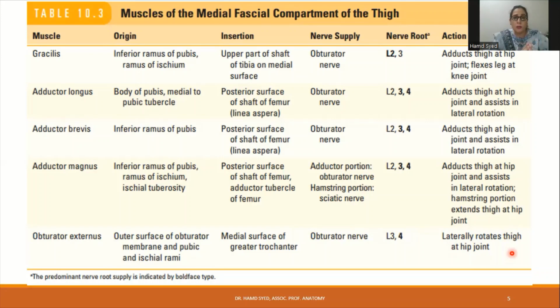And if you want to keep the actions in mind, you can also remember that the gracilis is the only one which is flexing the leg at the knee joint, because the insertion of the gracilis, you can see, is on the tibia, whereas all the others are inserted into the femur only. So this explains the action of gracilis at the knee joint in addition to the hip joint.